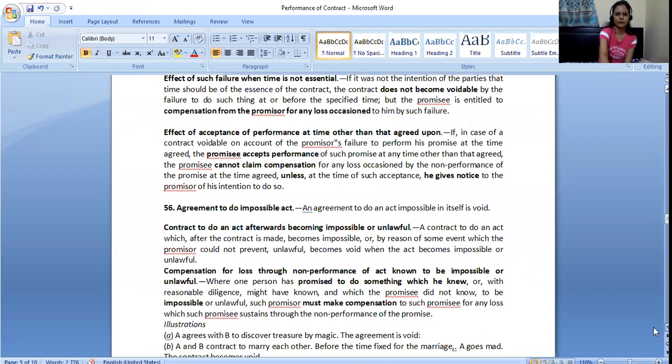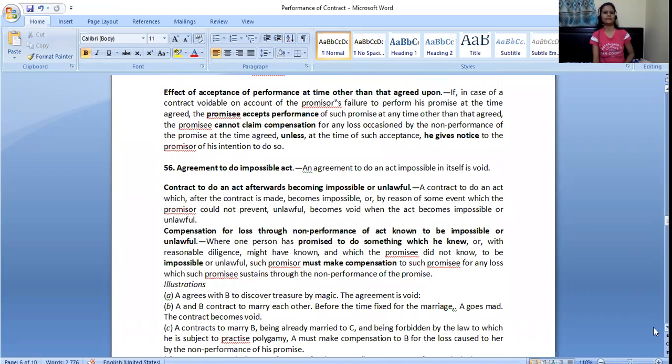Next is agreement to do impossible act. Sometimes there may be a situation where a contract to do an act afterwards becomes unlawful. So one agreement is made between 2 persons, but maybe later on some new laws came, new regulations came, and it became unlawful or illegal. You cannot do it. Maybe you said that I will supply some kind of a drug to you. Now supply of that particular drug without permission or without prescription is not allowed.